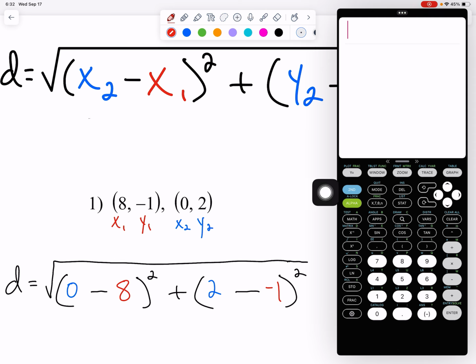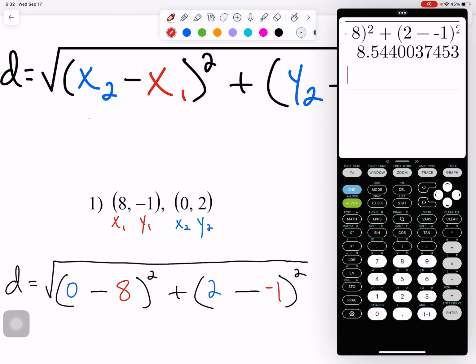From here, I'm just going to go all calculator. Second, x squared. Oh, beautiful. There's our square root. All right, let's open a parenthesis, and we're just going to plug it in. 0 minus 8. Close it. Then hit x squared here to square it. We will hit plus. Then we will open another parenthesis. 2 minus negative 1. Close it. Square it. What do we get?